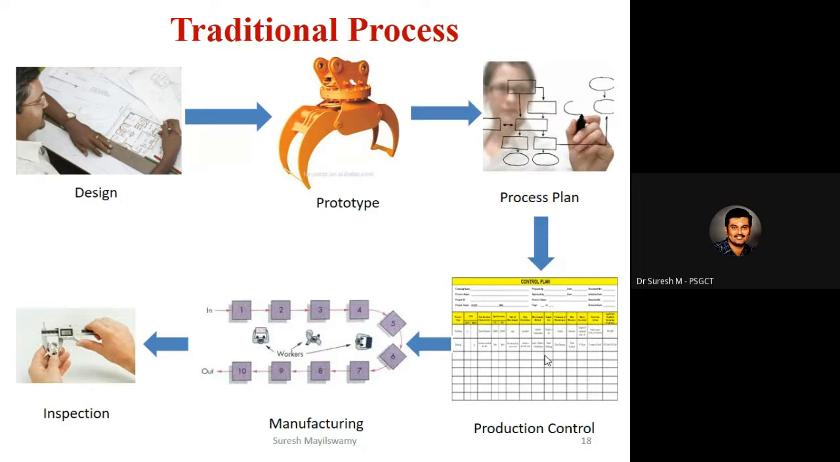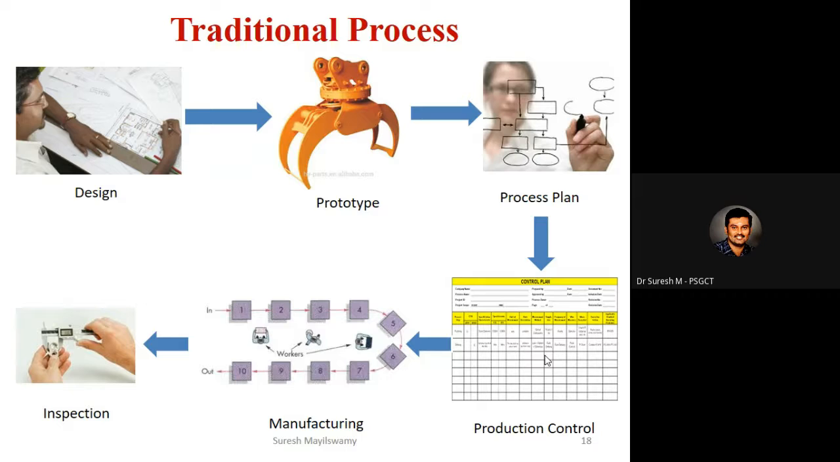Here, sample inspection will be done by a manual operator. So we have an instrument, and by using that instrument, the manual operator will do the inspection. If it is within the limit, we can accept the product, or otherwise we will reject it. So this is the traditional process of a manufacturer, design and manufacture.